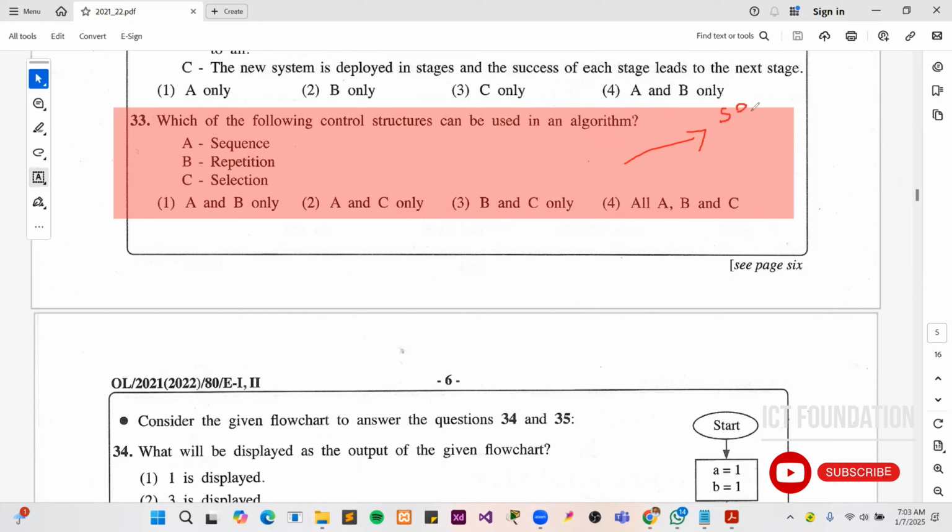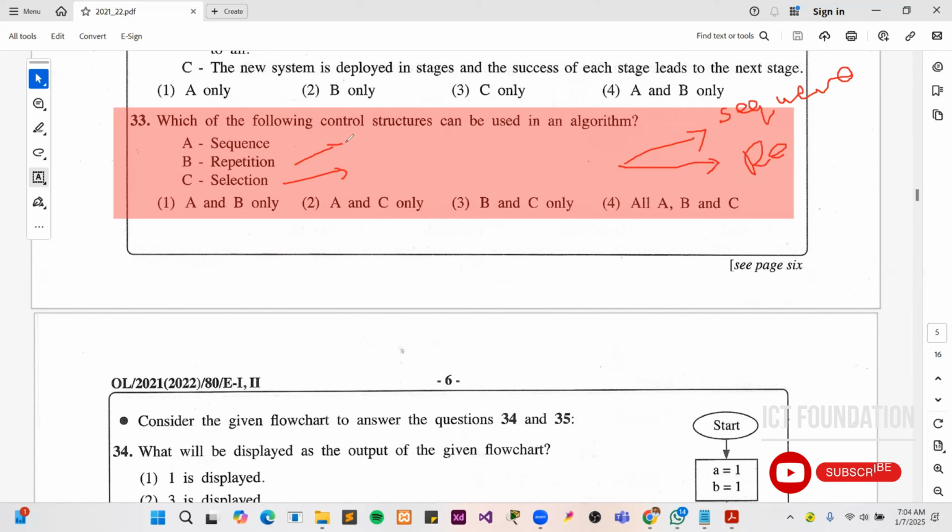First one we call sequence. Sequence means one by one we are doing the algorithm. Selection means yes or no questions. First option is true, second option is false. Within the true or false, you will come up with the decisions.